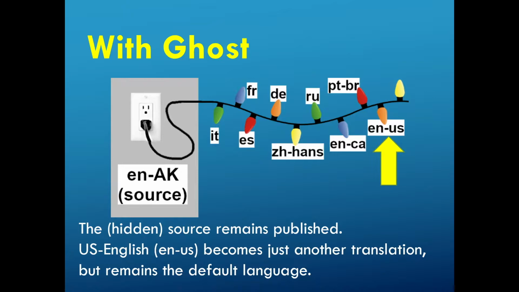here is our new hidden source that nobody gets to see unless you're an admin or a content provider. And English US is just another translation, but it still remains the default language, which made working with Lingotech and SmartLink interesting because most translation vendors expect that your source language and your default language are going to be the same. And this is one instance where you had to work with the engineers and say, okay, how do we make this happen?